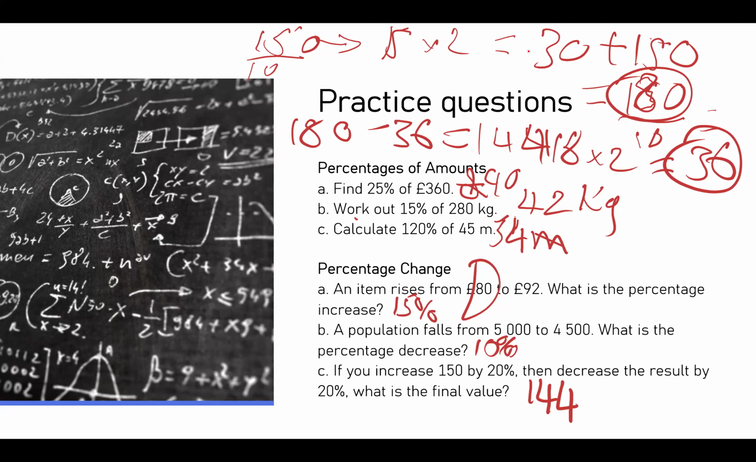So all we did there was find out what 20% of 150 is, which is 30. Add it on as it's an increase. So 30 and 150 is 180. Then from 180, we found out what 20% is, which is 36. We've taken that away from 180, which is 144. That's the final value.